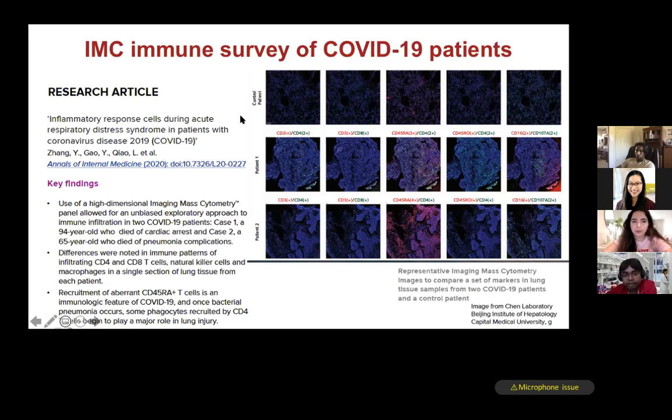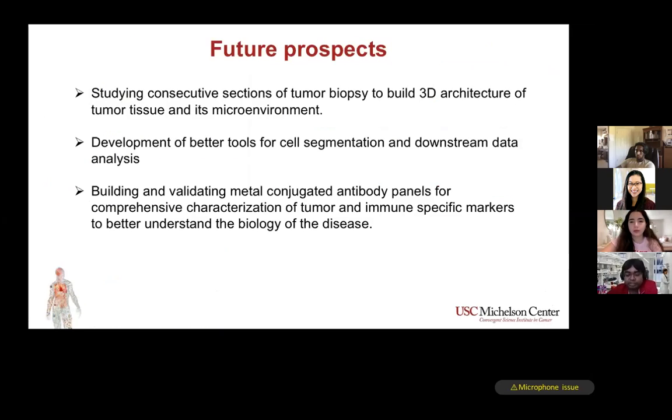You're not really looking at only one, two, or three markers at a time, but you're actually looking at plenty of markers. And then here they just talk about CD45RA, but you might find plenty of other markers or other immune cells which might be overexpressed in the COVID-19 patients. So in all, this is one of the awesome technologies developed with time.